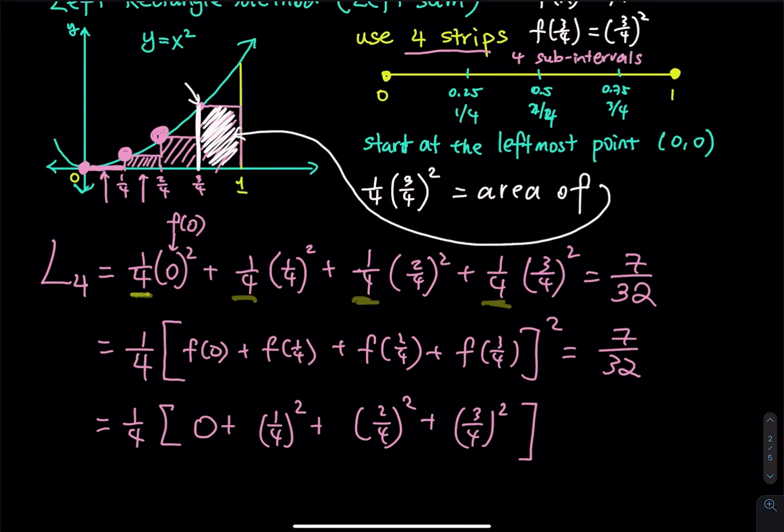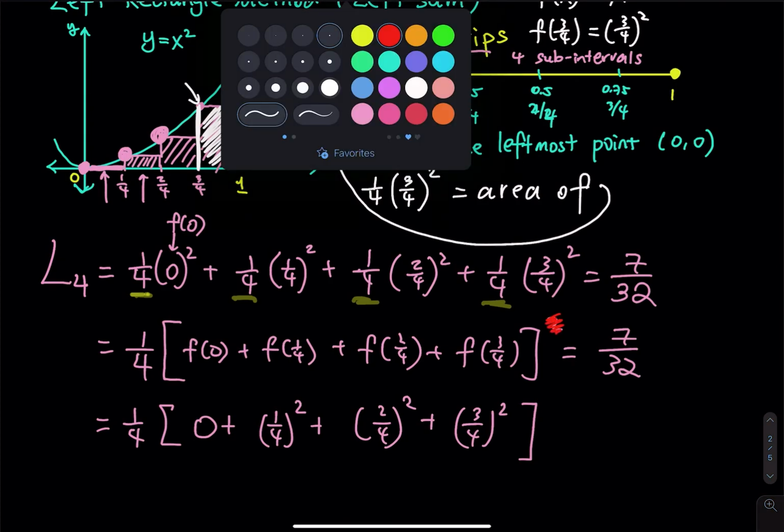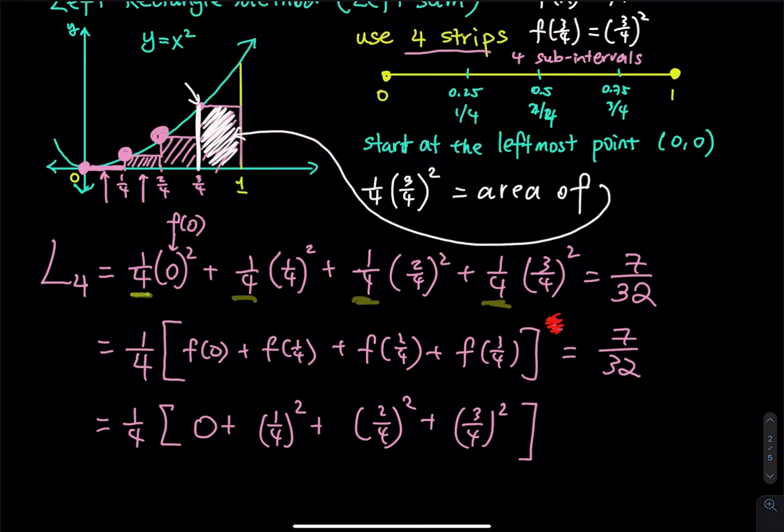Oh, let me fix my mistakes. This is not right. We do the square inside. You can keep the square for the 0. So overall, if you approximate that, that is approximately equal to 0.21875. So that is the area under the curve.